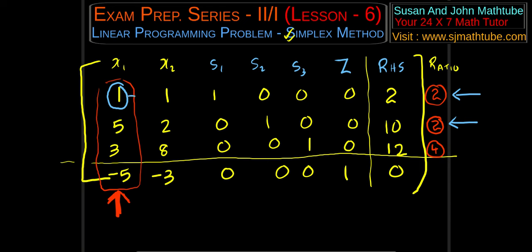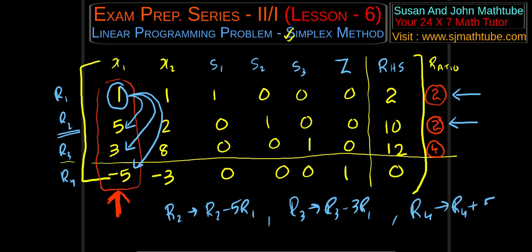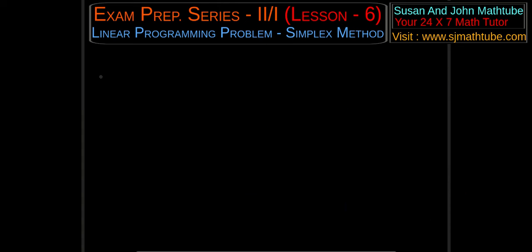Now what should we do? We have to make all the elements below and above into zeros. So let's write the operations. There are 4 rows: R1, R2, R3, R4. And the target is in R2, so R2 changes to R2 minus 5R1, R3 changes to R3 minus 3R1, and R4 changes to R4 plus 5R1. Now you can try this operation yourself. Anyway, I'll copy the answers for you.